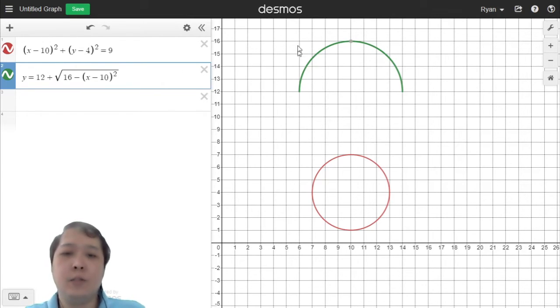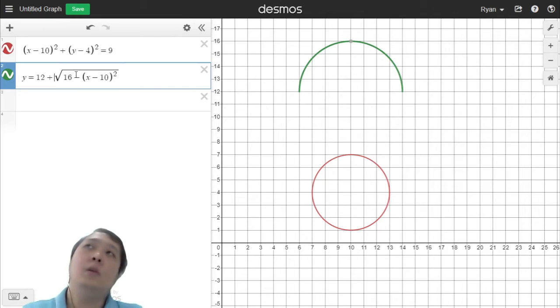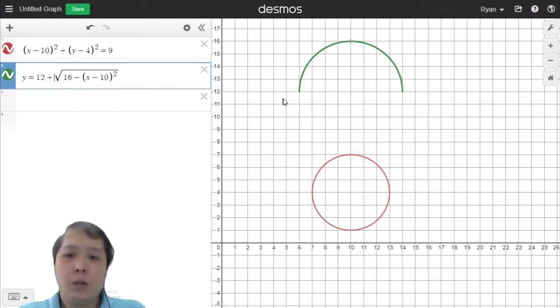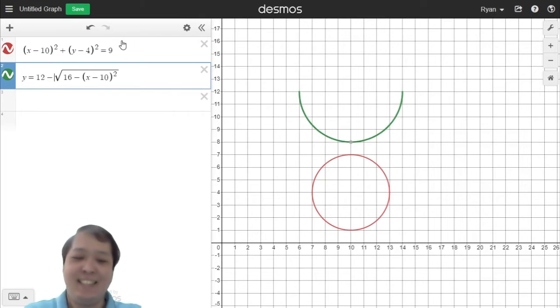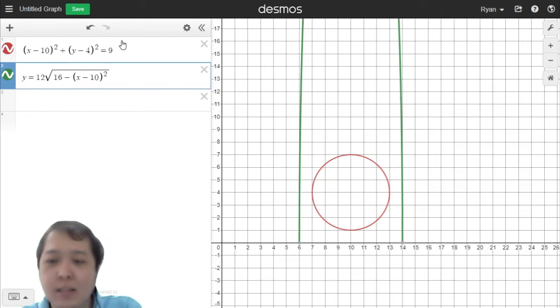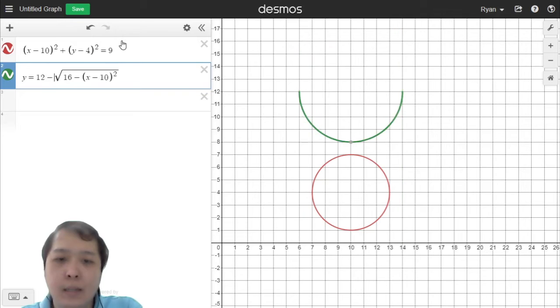Next step, this is the quarter circle. What if we want to draw the bottom part of the circle, the bottom semicircle? Simple, guys. You put minus here. Again, this is plus. Change this into minus. Bada boom, and we have this.